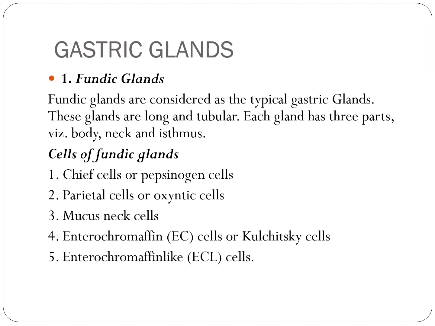Gastric glands. First one, fundic glands. Fundic glands are considered as the typical gastric glands. These glands are long and tubular. Each gland has 3 parts: body, neck, isthmus. The cells of fundic glands are chief cells or pepsinogen cells, parietal cells or oxyntic cells, mucous neck cells, enterochromaffin cells and enterochromaffin like cells, that is EC and ECL.